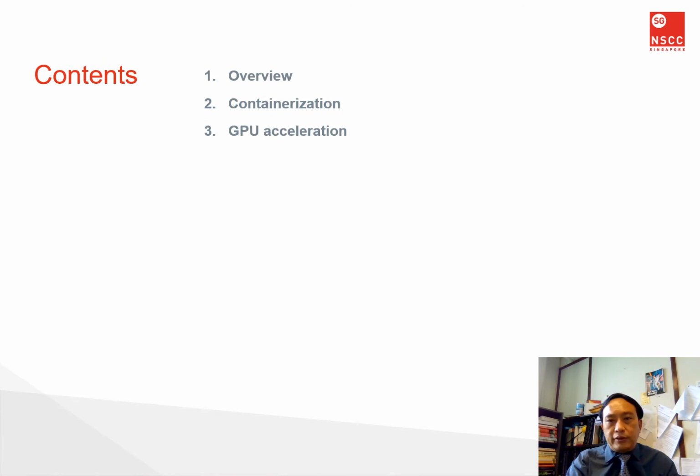So here is the overview of the contents. We first talk about the background or the overview, and then we're going to talk about a very important concept called containerization. That is the backbone of many of the modern AI pipelines when it comes to operating in a HPC environment. Then we're going to talk about how we are able to make use of the graphics processor unit, or GPU, to accelerate the computations.